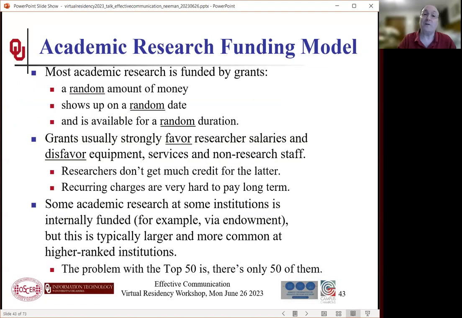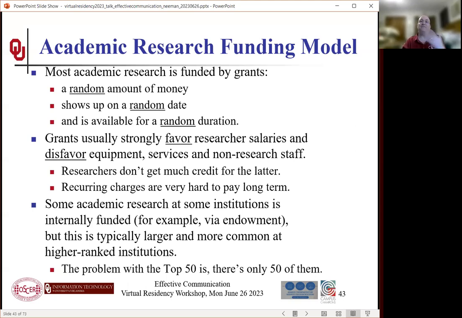Okay, now let's talk about research funding. What's the academic research funding model? I would characterize it very simply. A random amount of money shows up on a random date and is available for a random duration, right? Typical is 2 to 5 years. There are some that are shorter. There are some that are longer, but typical. In fact, 3 years is probably the most typical, right?